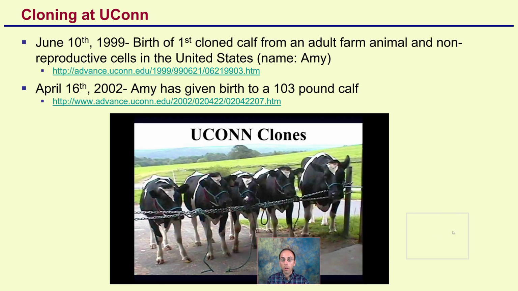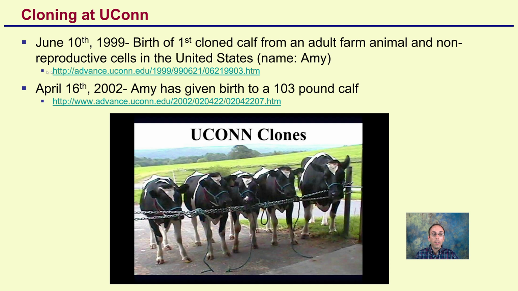Now, this has gone through with large animals, and in 1999 came the birth of the first cloned calf from non-reproductive cells of an adult farm animal in the United States. Its name was Amy, and Amy gave birth to a 103-pound calf in 2002. Now, if we look here, this is kind of the mother, if you will. These are the clones. You can see that they also have a very similar white triangle on the top of their head. And these were all the clones. I forget all their names, but they had the letters A, B, C, D, and E, and this was at UConn.